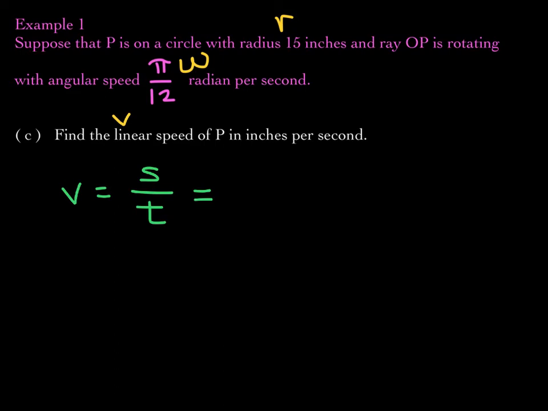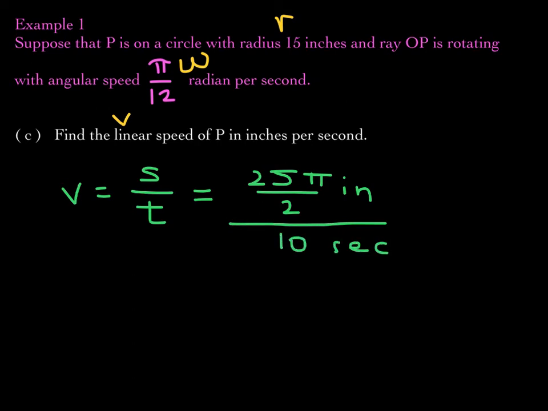The distance that is traced out by point P was 25 pi over 2 inches. That's S. And that happens in 10 seconds, right? Do you remember that being the time? In the previous problem, we concluded that point P has traced out this distance and the time was 10 seconds.